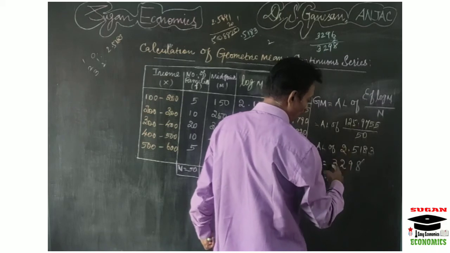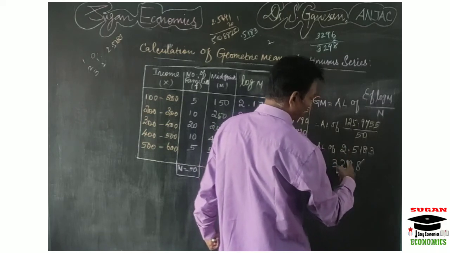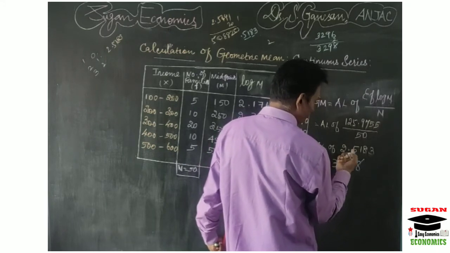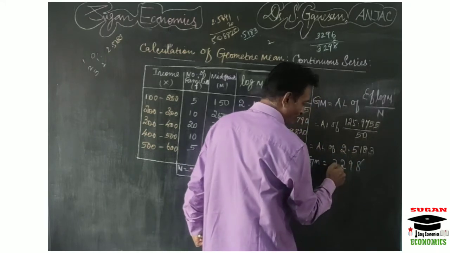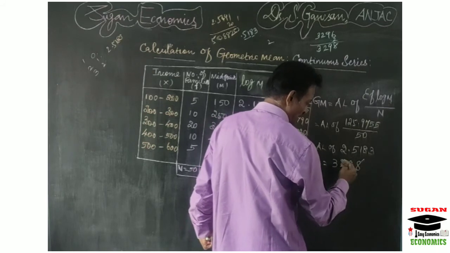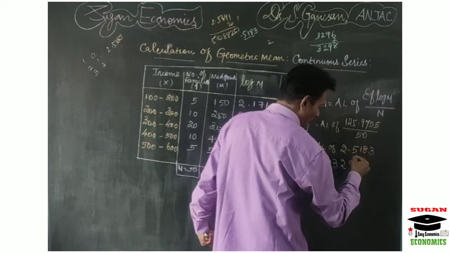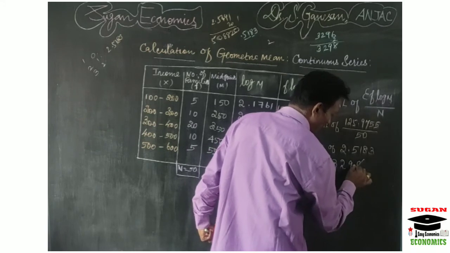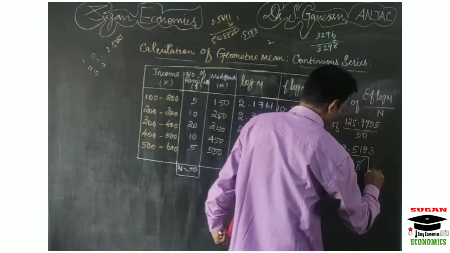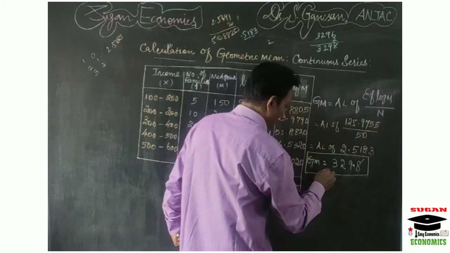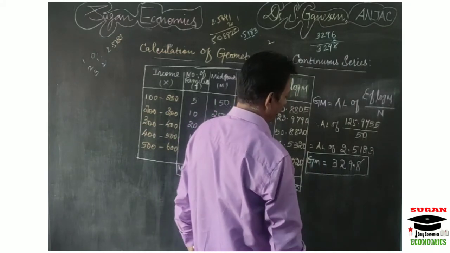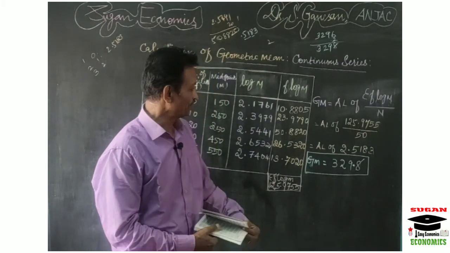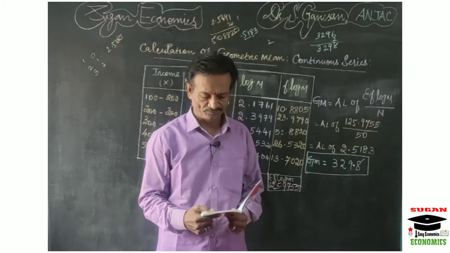If you are having 1, make 2 digits and a decimal point. But here we are having 2 before the decimal point. So we have to take 3 digits from the left hand side. After that we have to make a decimal point. So here 1, 2, 3, we make a decimal point. So the geometric mean is equal to 329.8. So in this way we have to calculate the geometric mean for a continuous series.